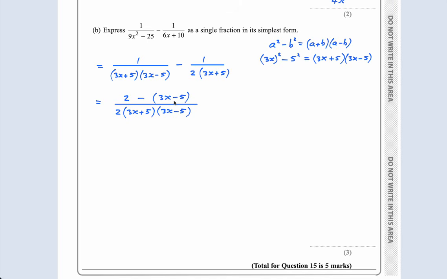Okay, nearly done. So the top is 2 minus minus 5. So just be careful, guys. I'm gonna go straight into the final answer here. 2 minus minus 5 is 2 plus 5. Minus minus is plus, so it's going to be 7. Then minus 3x all over this: 2 times 3x plus 5 times 3x minus 5.